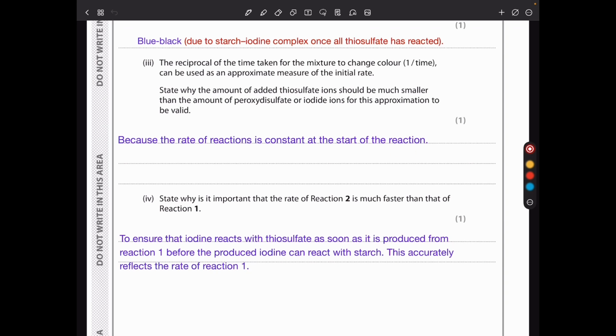Then they say state why it is important that the rate of reaction 2 is much faster than that of reaction 1. This ensures that all the iodine produced initially reacts with all the thiosulfate, so that as soon as all the thiosulfate is finished, the actual reaction with starch can start. So I say it's to ensure that iodine reacts with thiosulfate as soon as it's produced from reaction 1, before the produced iodine can react with starch. This accurately reflects the rate of reaction 1.